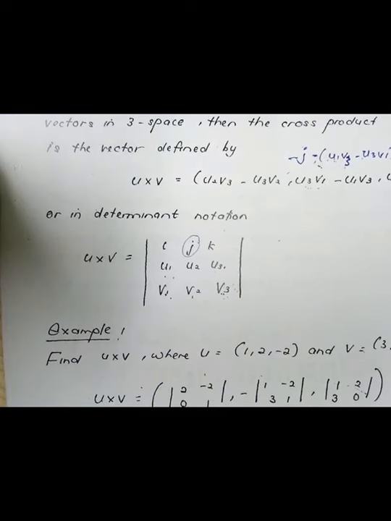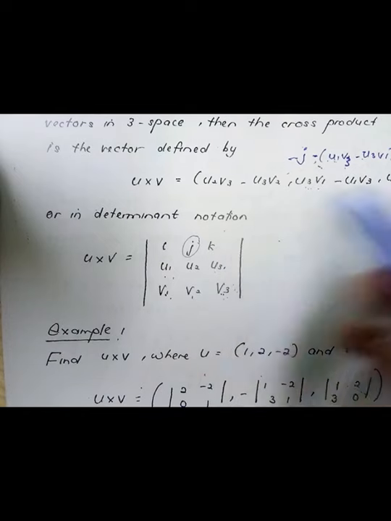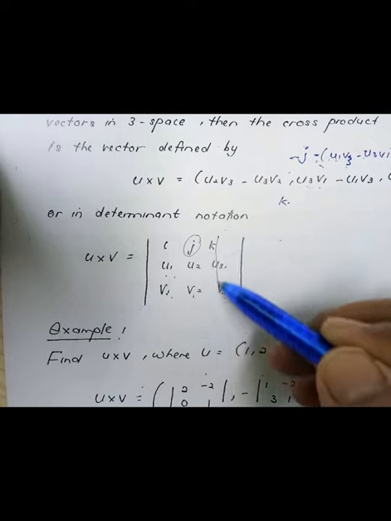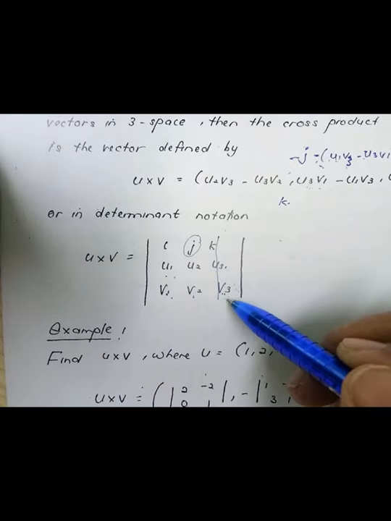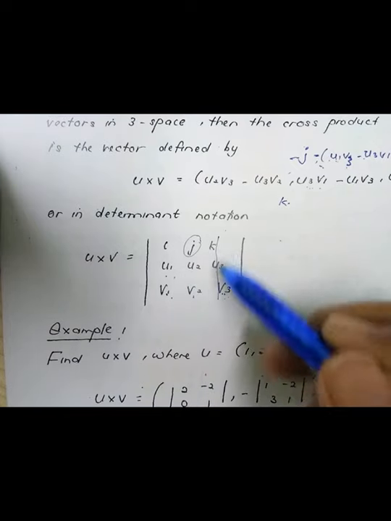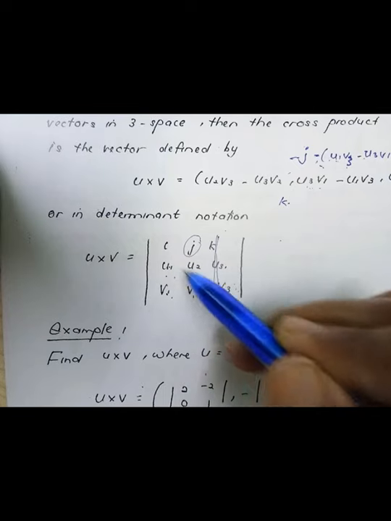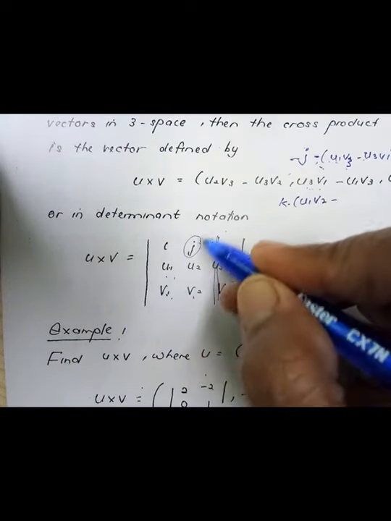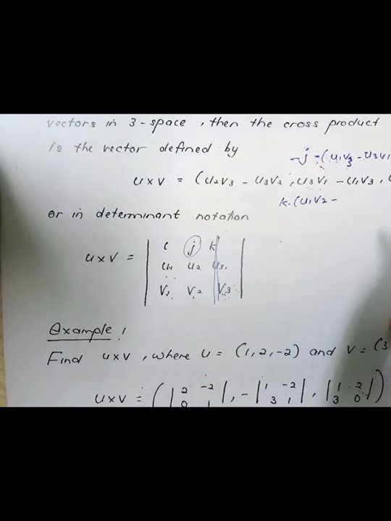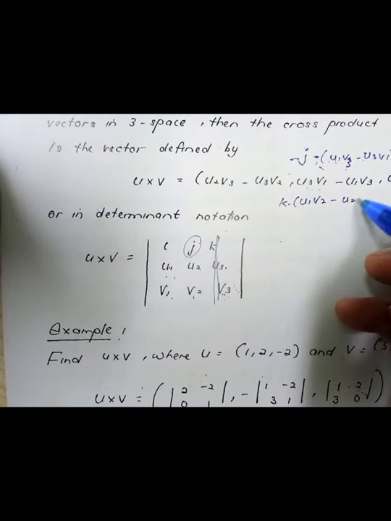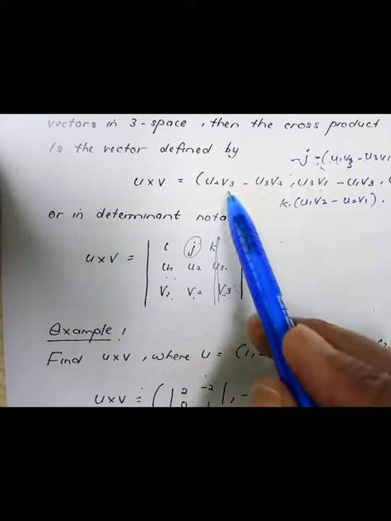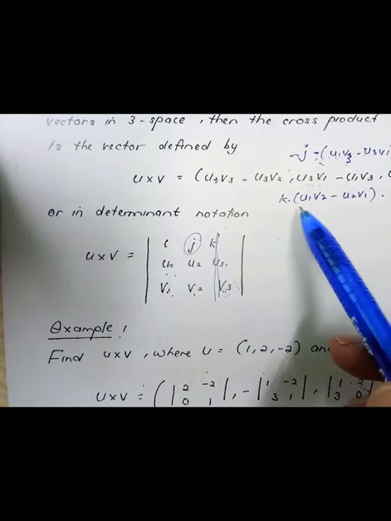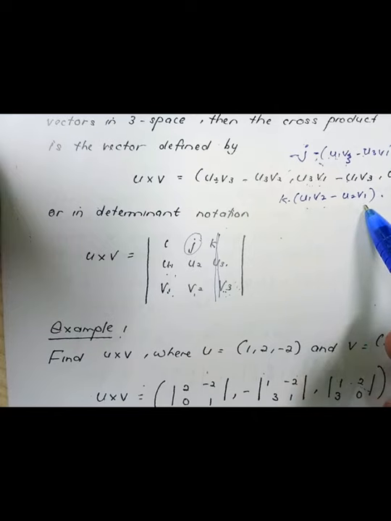Okay, for the k dimension, we have u1 v2 minus u2 v1. So we have this as the i direction, this as the j direction, and this as the k direction.